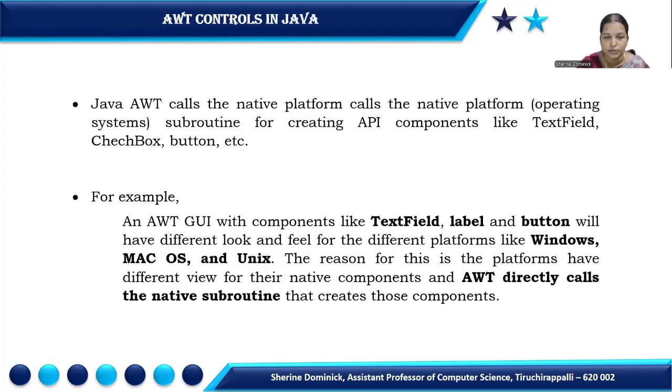java.awt calls the native platform, that is the subroutines or the applications or modules inside the components of the particular operating system. That is why initially I said that this is operating system dependent. For example, an AWT GUI component like a text field, label or button will have a different look and feel in a Windows application. The same code, when we use it on a Mac operating system or Unix operating system, will give the user a completely different feel. This is because the AWT directly calls the native subroutines that exist inside that particular operating system.